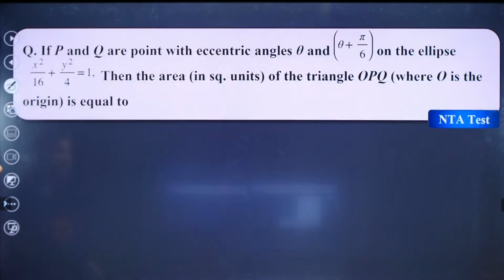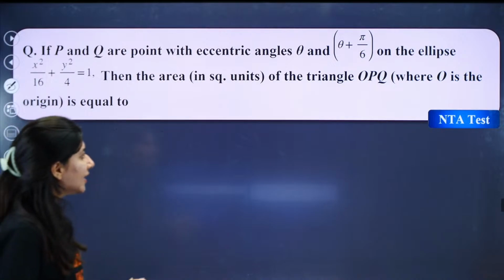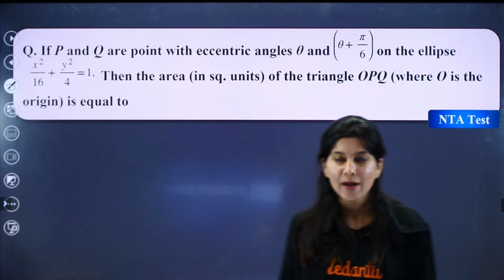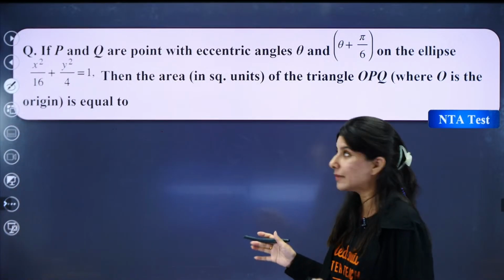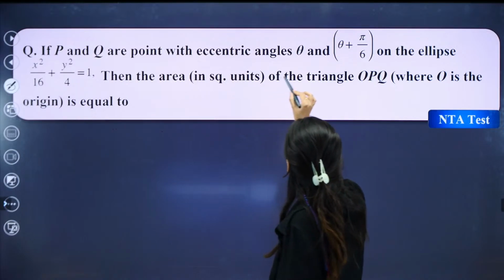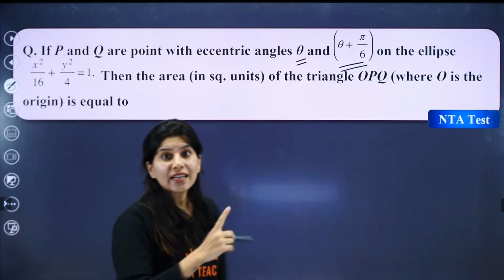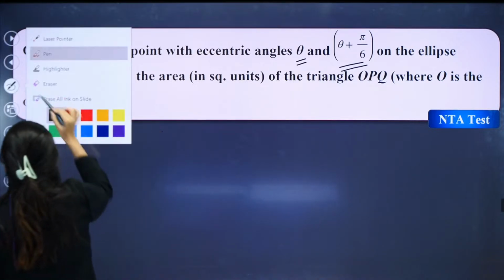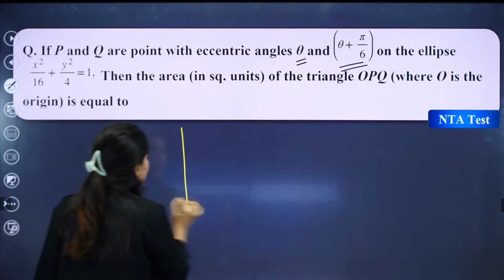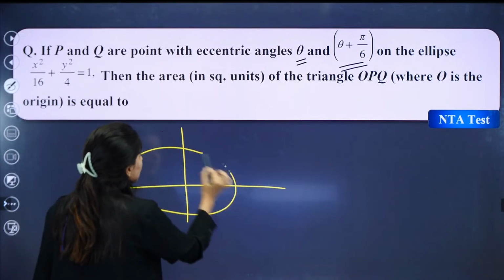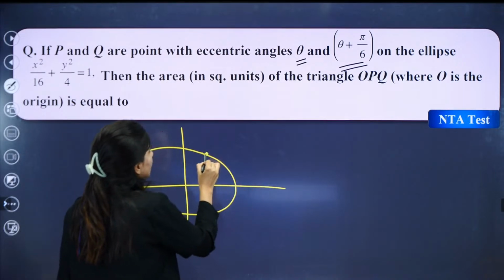This is the question. And now we are heading towards another question, which is from the ellipse. P and Q are the points with eccentric angles theta and theta plus pi by 6. The eccentric angle is given to us. So now let me just write down over here. So this is your ellipse.